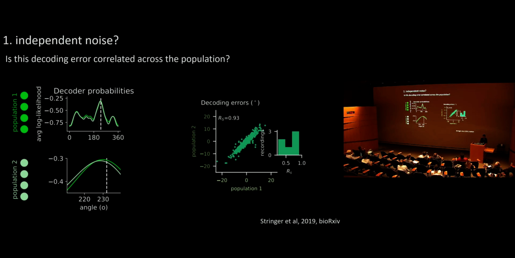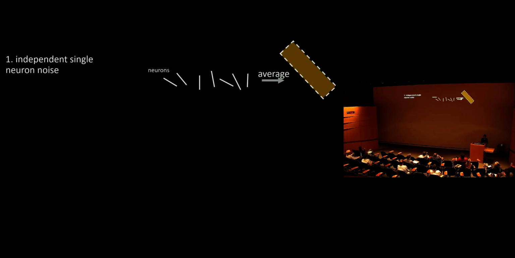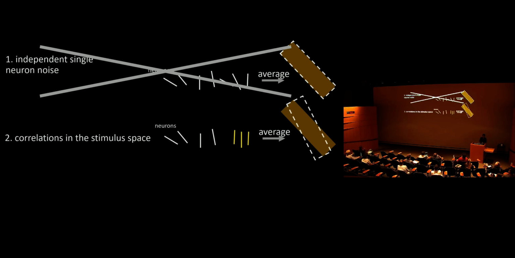Okay. So these correlations, though, might not be a problem. First I'm going to say we're going to rule out the independent single neuron noise model. There are some correlations in the stimulus space. But there are still two hypotheses that remain. So there could be correlations in the stimulus space that don't overwhelm the whole population, that we can still decode fine from. Here's an example.